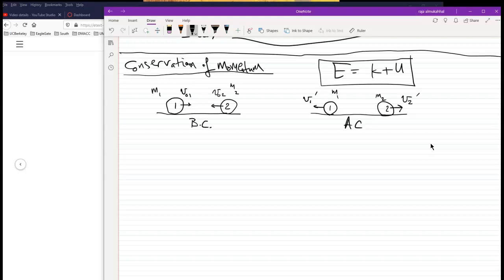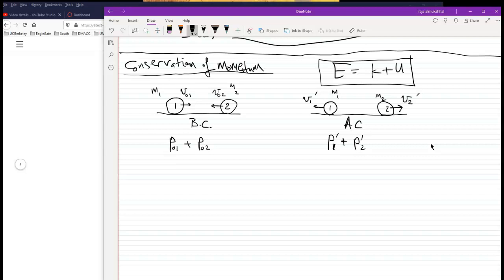Now let's assume further that I want to get the momenta of ball 1 and ball 2 before collision. Sorry, I want to get the momentum of ball 1 and ball 2 and add them up together. I want to get the sum of the momenta, P01 plus P02. And I also want to get the sum of the momenta after, P prime 1 plus P prime 2. Got it so far?